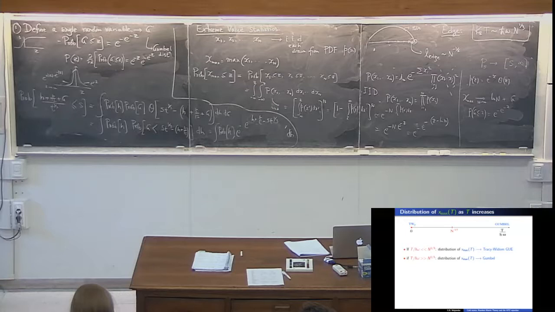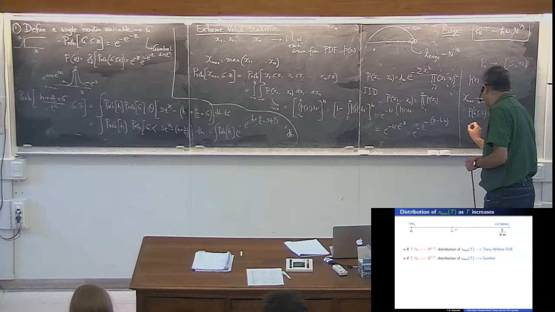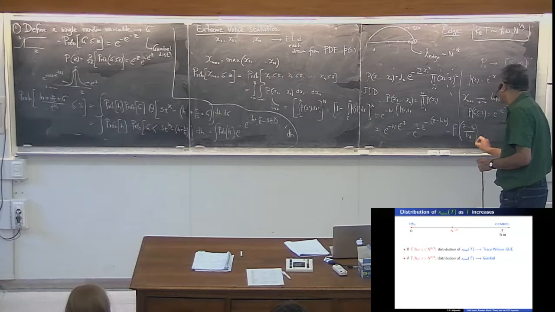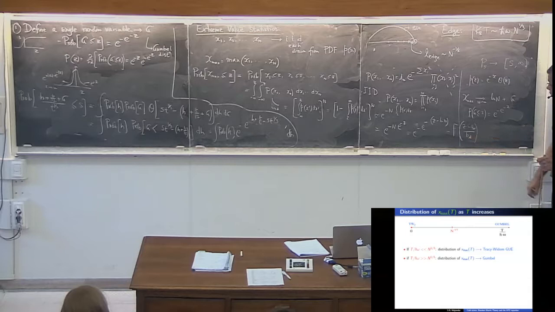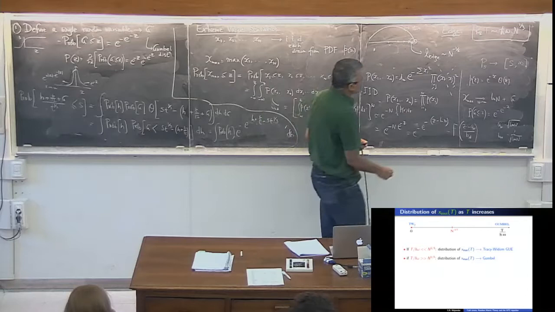In general, you can work it out. This is an exercise: instead of the exponential variable, you take Gaussian variables and work it out. What you'll find is that you can always write this as some scaling function of (z minus an) over bn. In the case of the exponential distribution, an is log n and bn is 1. In the case of Gaussian, an will be the square root of log n, and bn will be, roughly, 1 over the square root of log n. There might be some factors here and there. But as long as the tail of your individual distribution is decaying faster than a power law, the scaling function f of z is always going to be of Gumbel form.